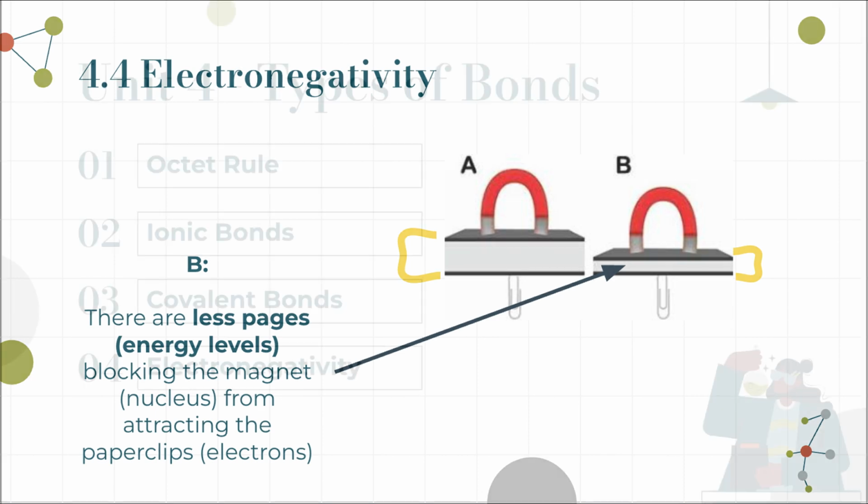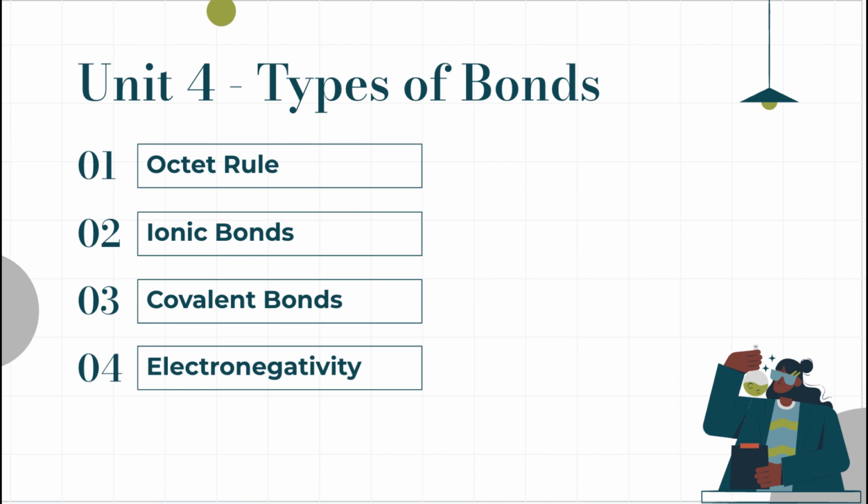Thank you for joining us in Unit 4 of our Intro to Chemistry curriculum. We explored the idea of chemical bonds and learned how the octet rule guides atoms in their quest for stability, leading to the formation of ionic bonds, where electrons are transferred, and covalent bonds, where they are shared. We also learned about electronegativity, the key to understanding how atoms attract electrons. We hope you had fun and see you in the next unit.